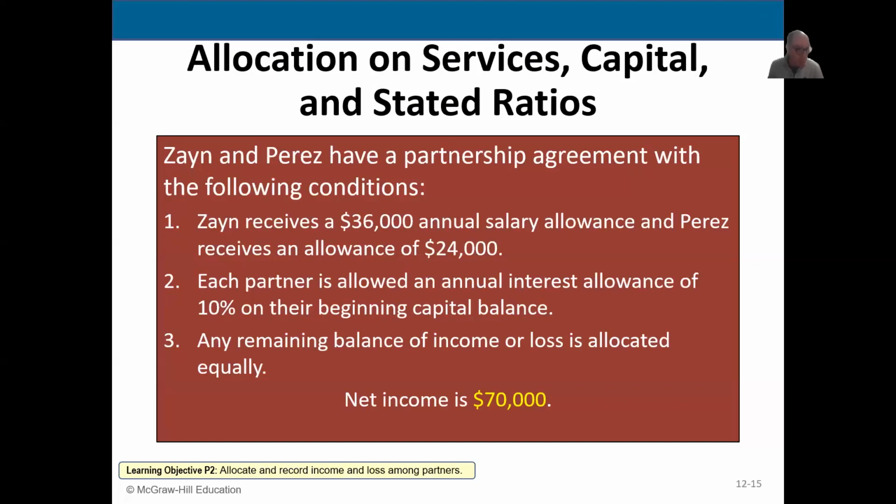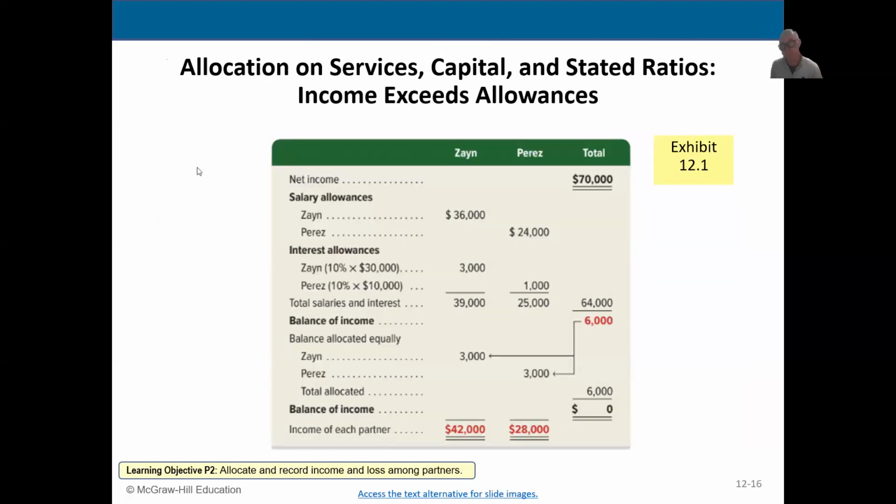So let's say, for example, that the company in the first year had a net income of 70,000. How do we allocate that? The net income was 70,000. We have some salaries that were paid out. Kayla had 36,000, Hector had 24,000. They also received 10% interest on their initial investments. So Kayla would receive 3,000 and Hector would have 1,000.